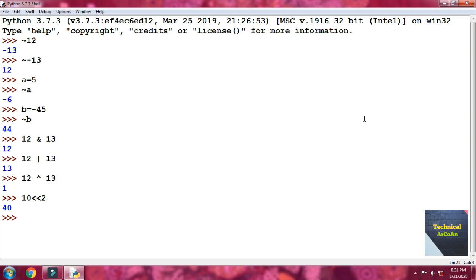So if we write 20 shift left 3, what will be the result? 160.